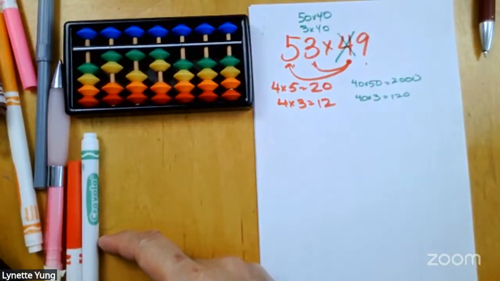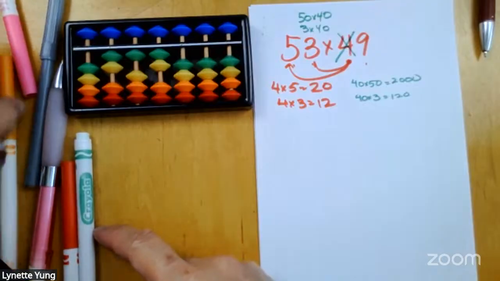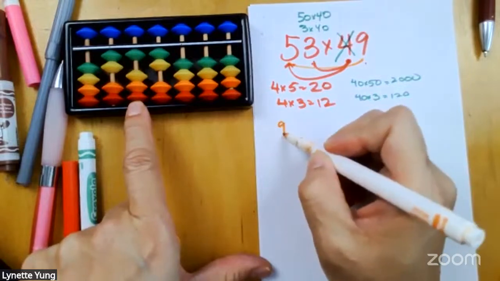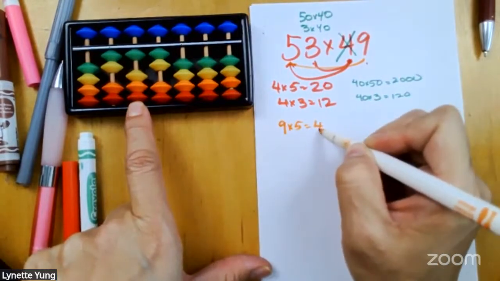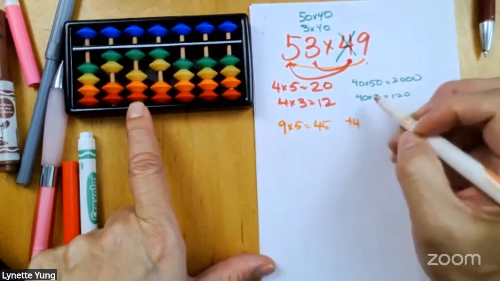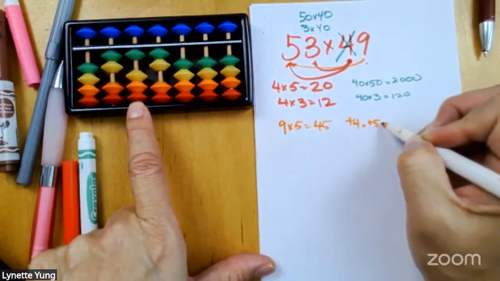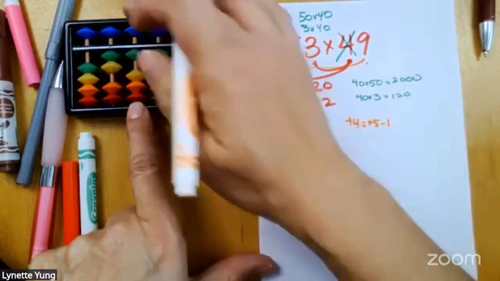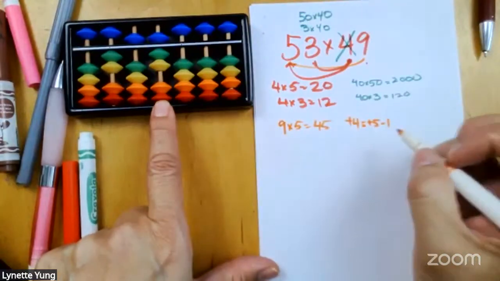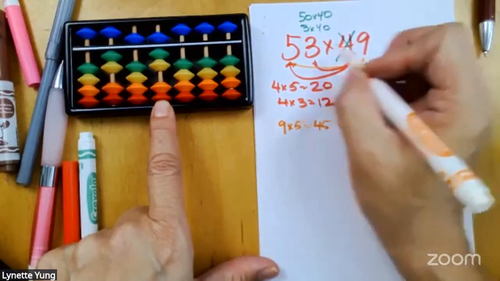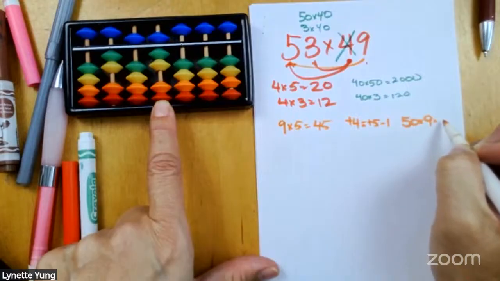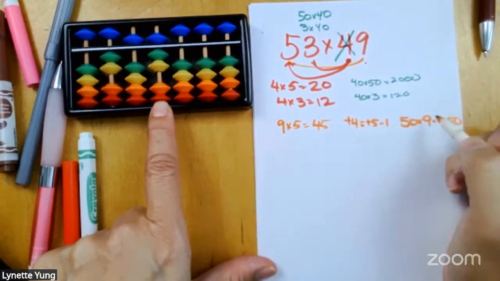So 9 times 5 is 45. So we can't do the 4. Well, 45. Oh, plus the 5 minus 1. And then we bring down the 5. So remember, again, when we're looking at it, it's actually 50 times 9. That's what we're doing. So we get 450.